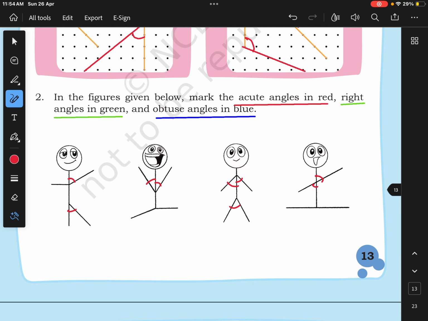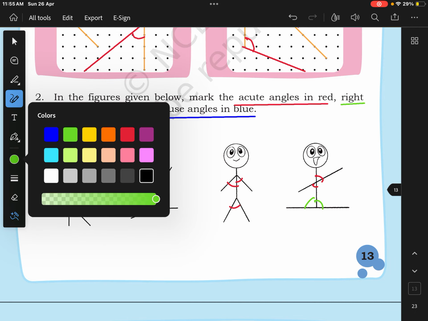then go for right angles, right? Yes. It is a green color, so take the green color. This is a right angle here. Yes. Here we have a right angle. Okay, here we have a right angle, here we have a right angle. Anywhere else, can you see any other right angle? I don't see. I don't think so.